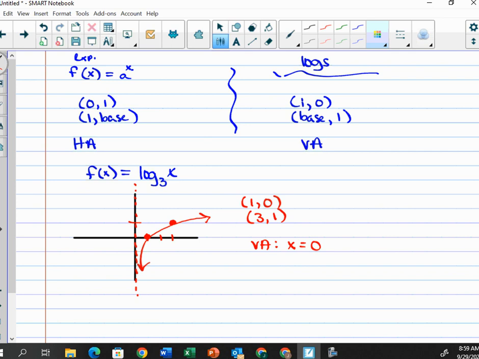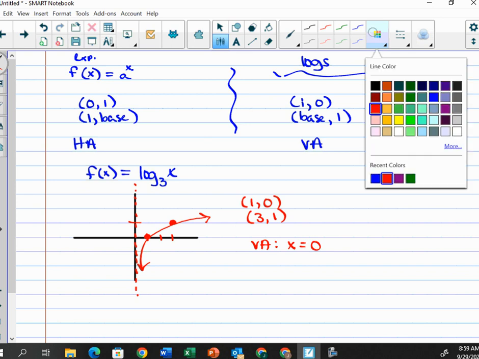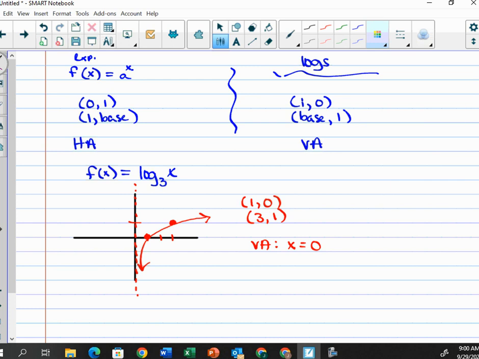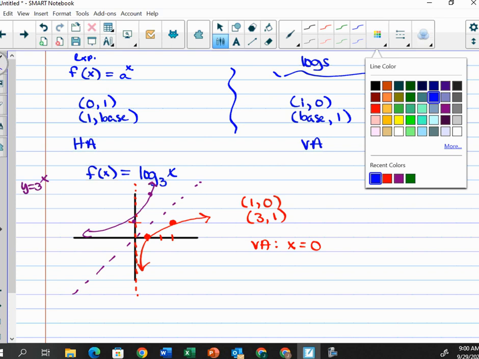All right, guys. And remember logs being inverses of exponentials. If I had graphed the exponential, I'll do it in purple here, y equals 3 to the x, that would be here and here. Do you guys see how those are reflected across the line y equals x? That's always true of inverses when you graph them. Okay. So let's graph a couple of logs and then we'll be done with notes.